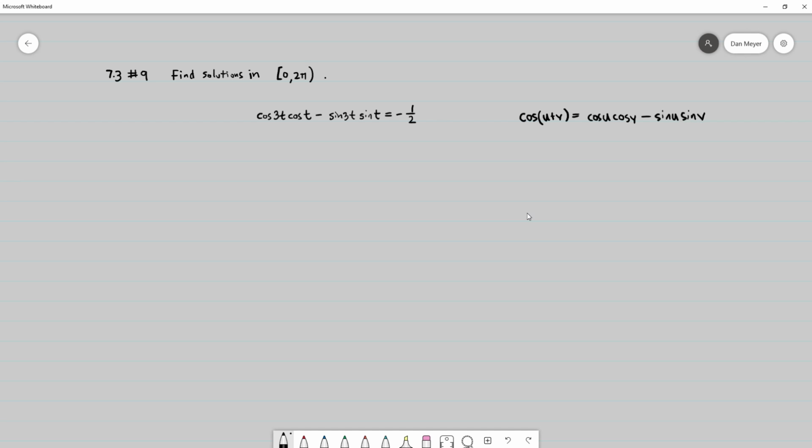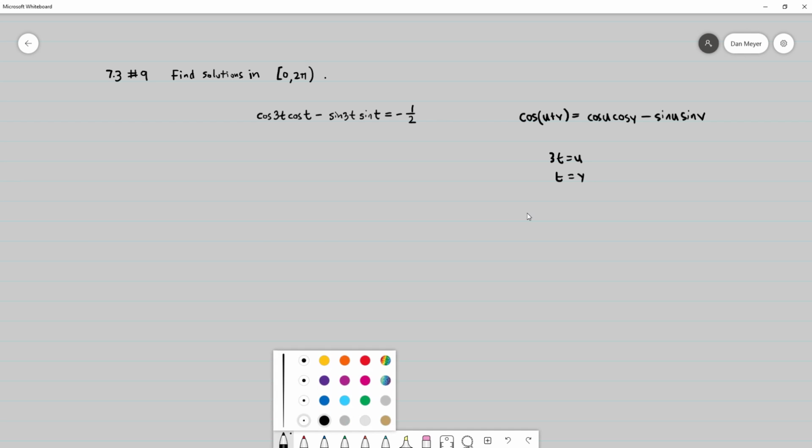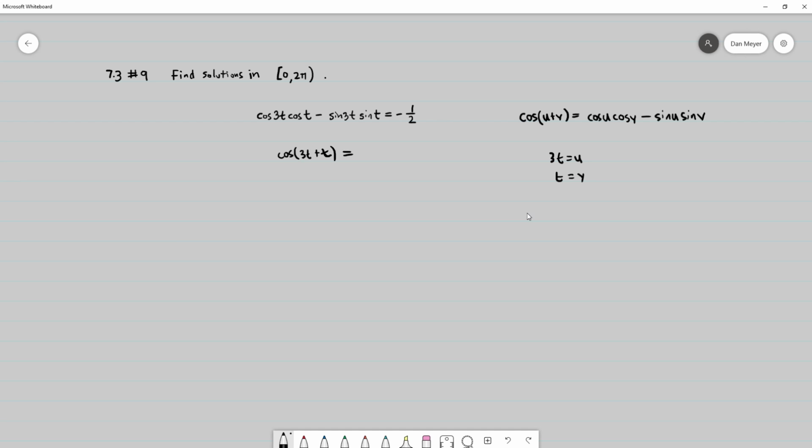And so, with 3t playing the role of u and t playing the role of v, we can rewrite the left-hand side as cosine of 3t plus t. So we have cosine of 3t plus t is equal to minus 1/2. That's the same as cosine of 4t. And now we have ourselves a problem from section 7.2: cosine of 4t is negative 1/2.